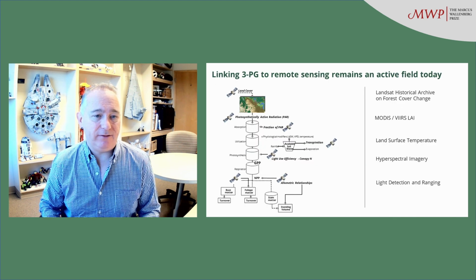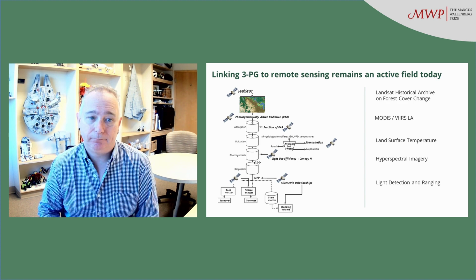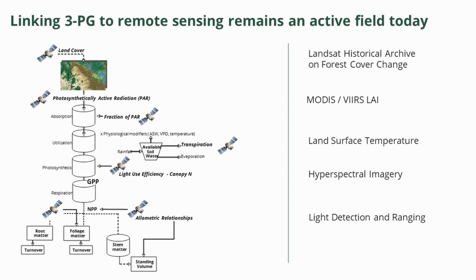A lot of the work that has been done has been linking the 3PG growth model to estimates of leaf area, because they've been readily available from satellite-based imagery. But today, in 2021, we have a wide variety of satellite imagery that we can plug into the model. And how we do that is still an active area of operational research today. Landsat information, which has been available in space since 1972, is driving our understanding of land cover, so we're able to bring in attributes like harvesting and management.